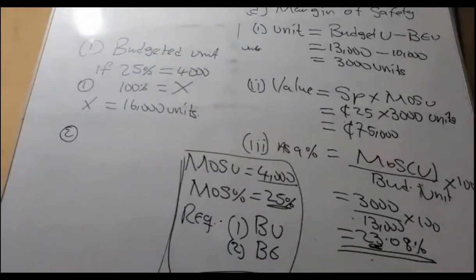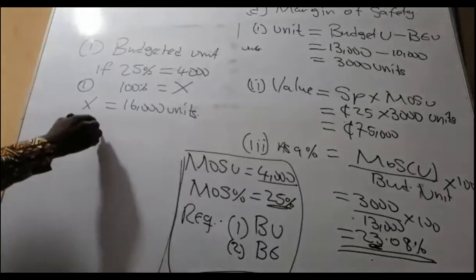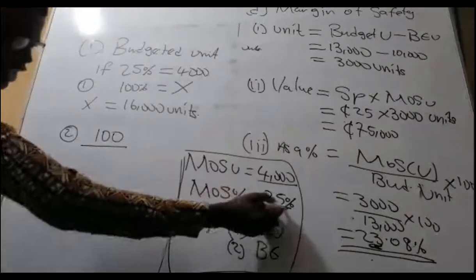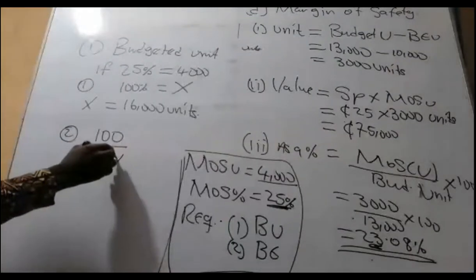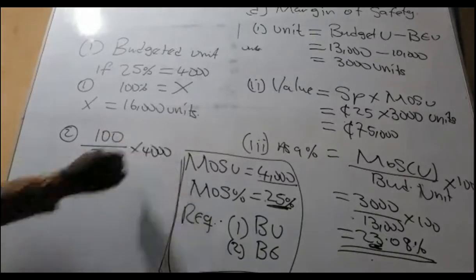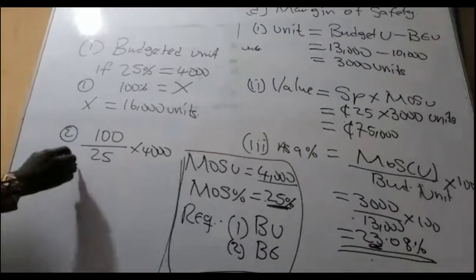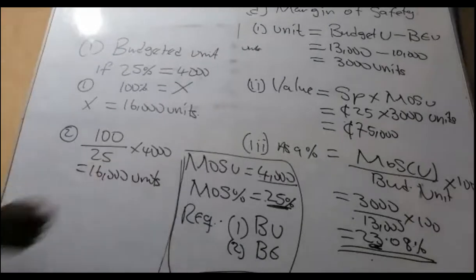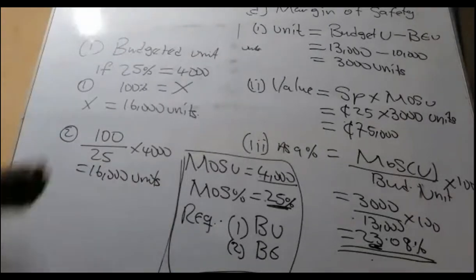Method two. What are you looking for? I'm looking for the budgeted unit, which is always 100. So bring whatever you're looking for: the budgeted unit, 100, divided by what they're giving you, which is 25%, but its equivalent unit is 4,000, so times 4,000. This answer will be 16,000, and then you are done. So the budgeted unit is 16,000 units. Good.